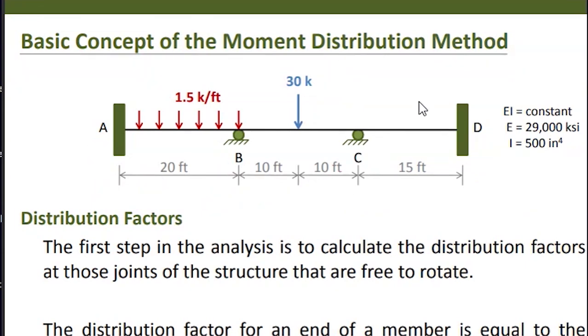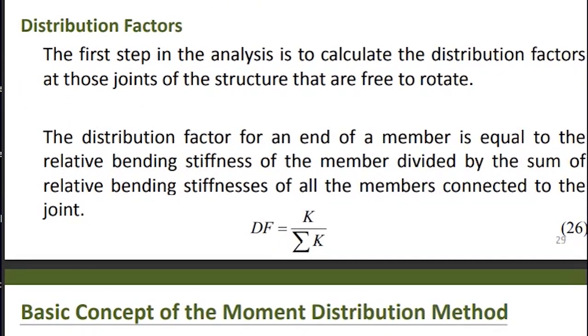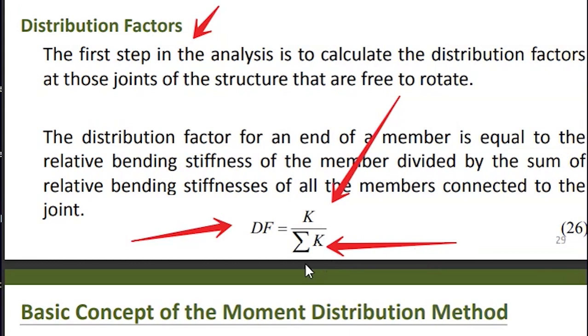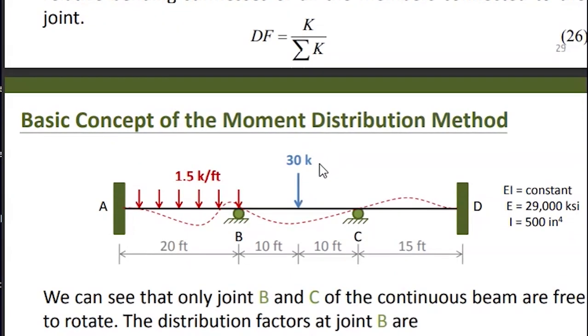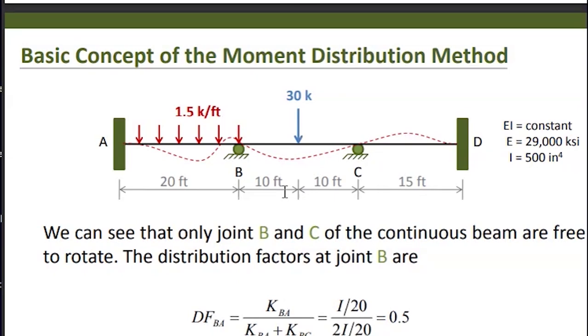Now the distribution factors. If you want to find the distribution factors, the first step is to consider the formula as we explained above, which is the value of k over the summation of k, given in equation number 26, which we can find from the given points.